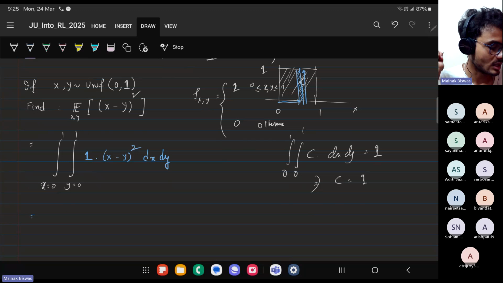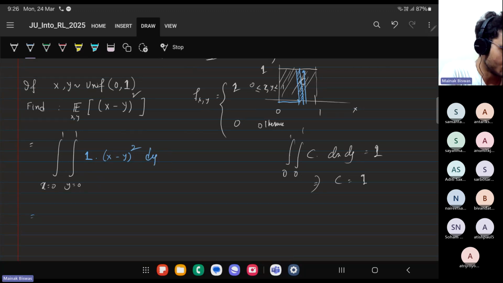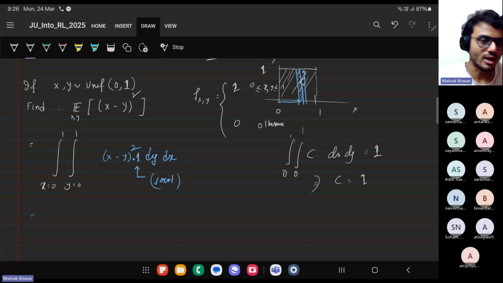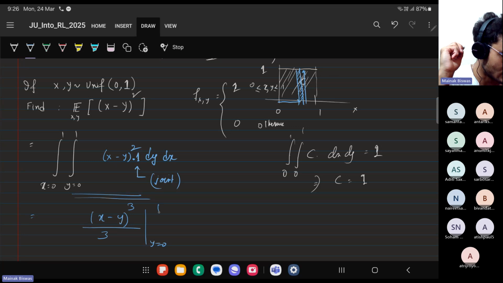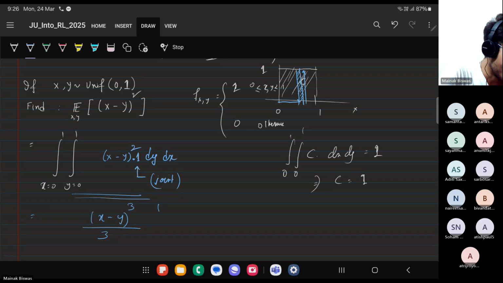So yeah, let's try and do this for x and y. I'm just using the 2D LOTUS. The joint distribution's density is just 1. So I'll just integrate over y. What will this be? The integral of (x minus y) squared is minus (x minus y) whole cube by 3, with y between 0 and 1. So what is that? That is (x minus 1) whole cube minus x cube by 3.